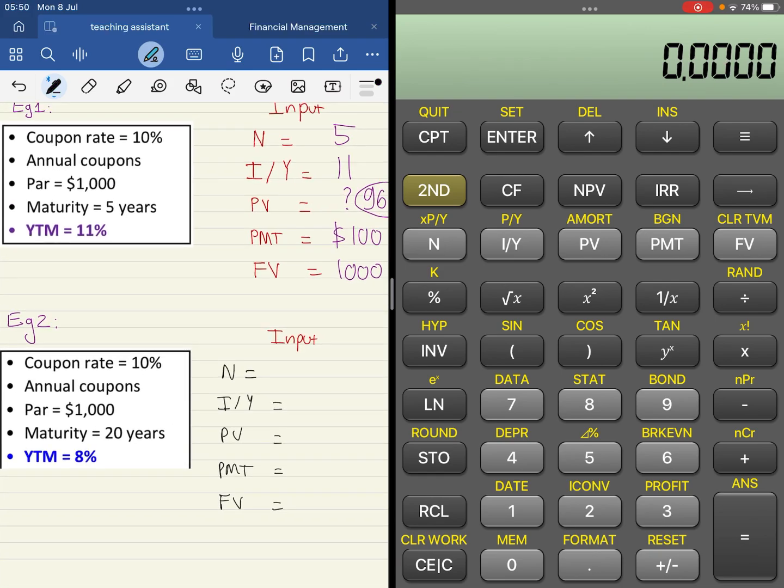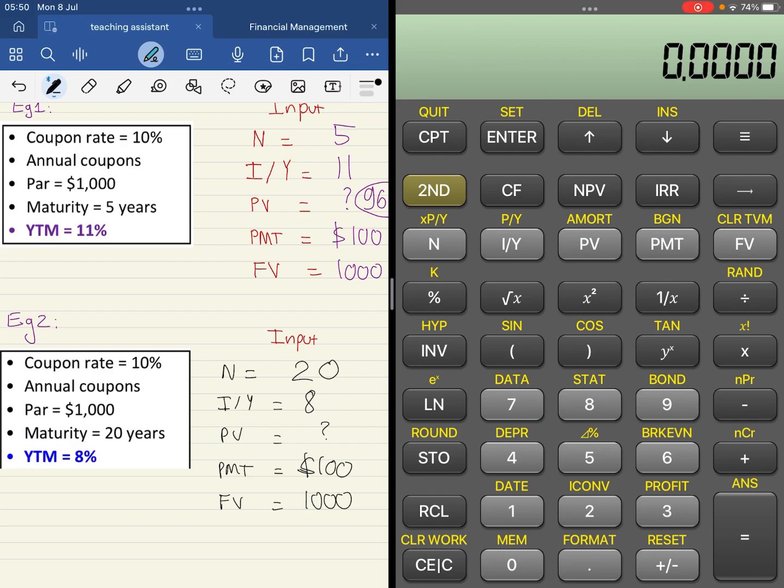How about the second example? The coupon rate is also 10%, and the par value is also $1,000. So we can clearly see that the payment is also $100. However, the maturity is 20 years, so N equals 20. The I/Y is 8% instead of 11% like the previous example. We're still going to find the present value, and the future value is still the par value, $1,000.